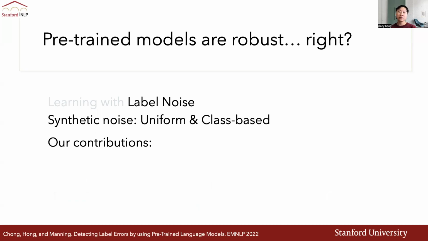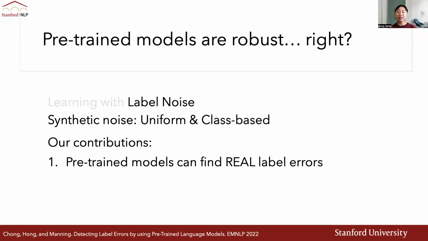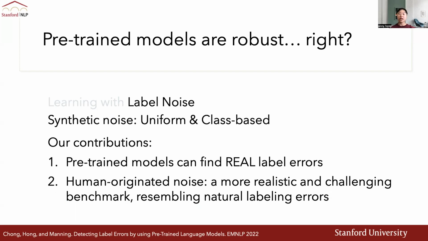What are our contributions? Pre-trained language models can find label errors in real datasets in the wild. We did an expensive human evaluation of this method. But we also have a way for you to benchmark methods addressing label errors. And that way is a more realistic and more challenging way to evaluate model robustness to label errors. We call it human-originated noise. Finally, we show that finding these errors and fixing them matters, especially when you evaluate with label errors.